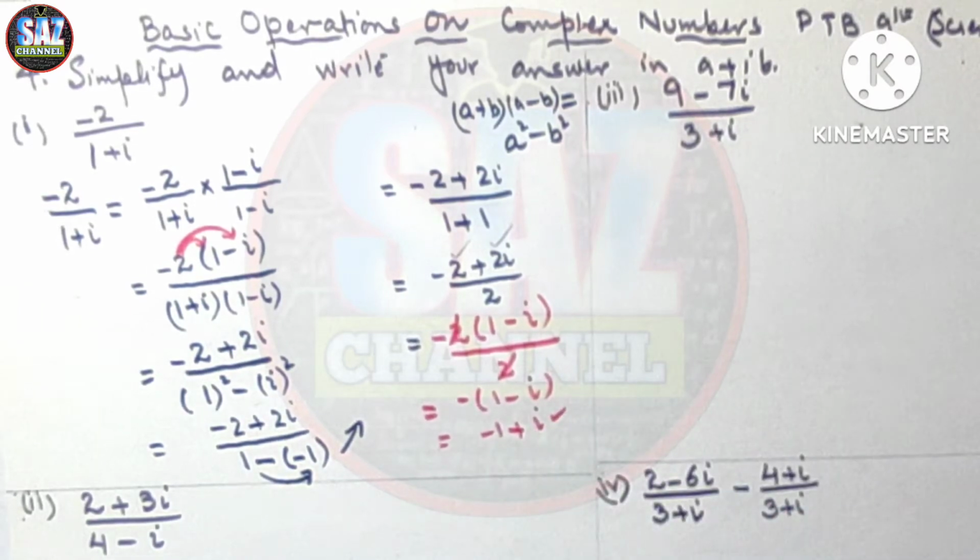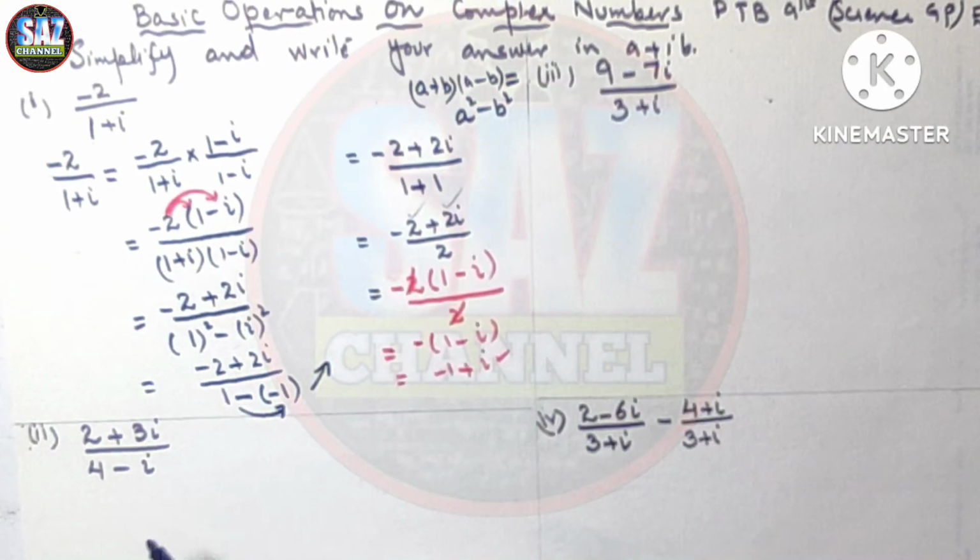I hope you are really clear about this part, and moving to the second part, which is 2 plus 3 iota upon 4 minus iota. We will use the same technique. The question is in the form of a fraction, 2 plus 3 iota upon 4 minus iota.